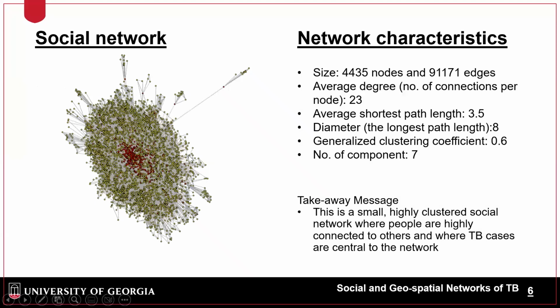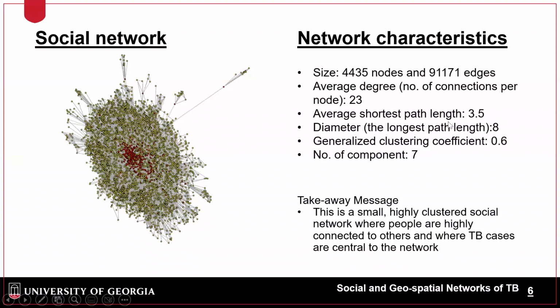Here is the graph of the social network. Because it is complicated and difficult to interpret, we use standard statistics to describe the graph. There are 4,435 nodes, including TB cases and their contacts. Also, 91,171 connections are active between the nodes. The average degree is 23. This is the average number of connections per person.